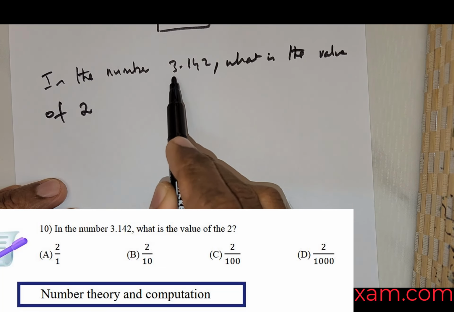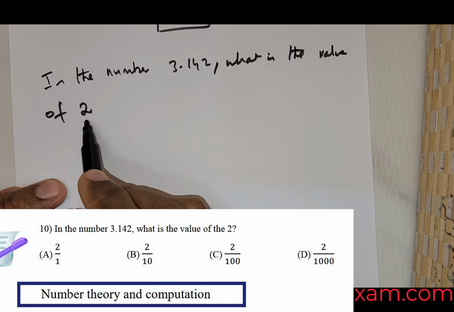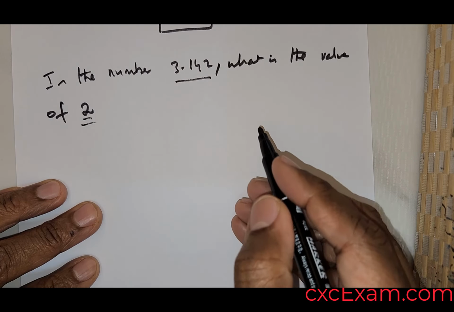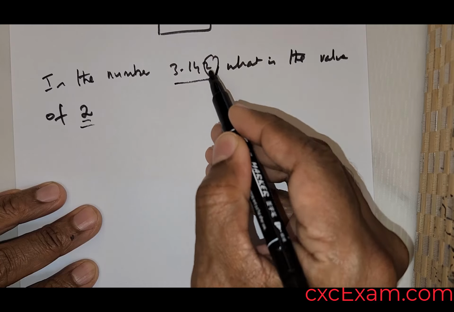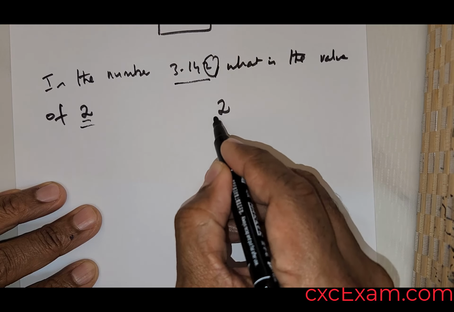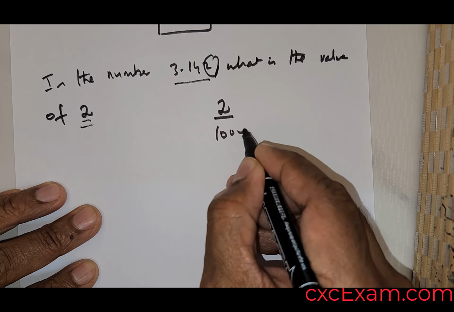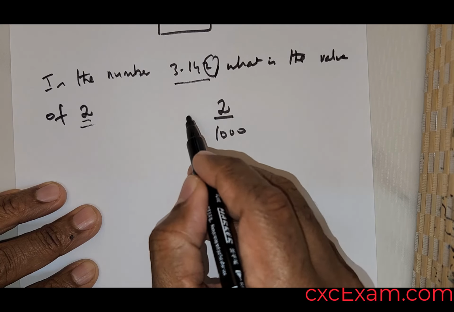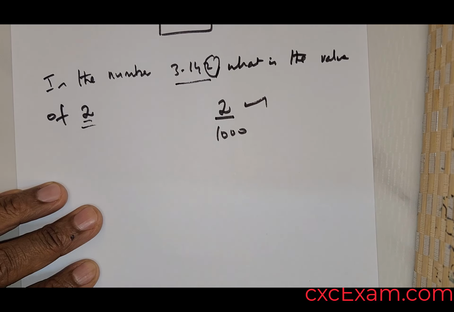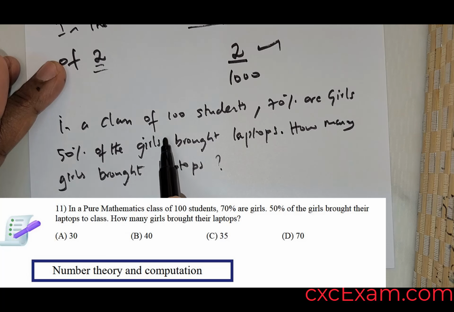Now we are asked in the number 3.142, what is the value of 2? Now this is a 4-digit number. The last digit is actually a number of the form 2 divided by 1000. So this is the solution for this question. Okay, this is the next question. In a class of 100 students, 70% are girls.